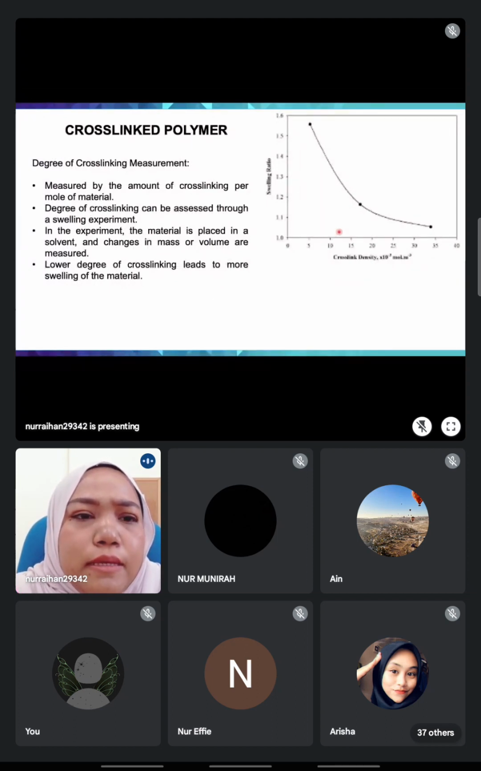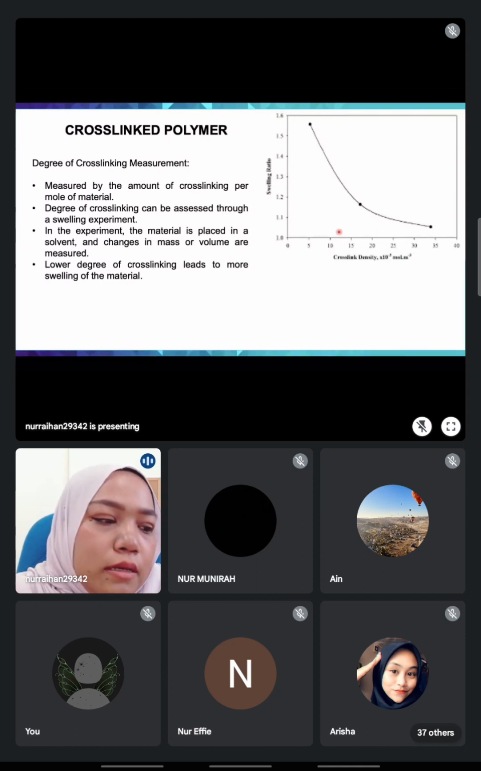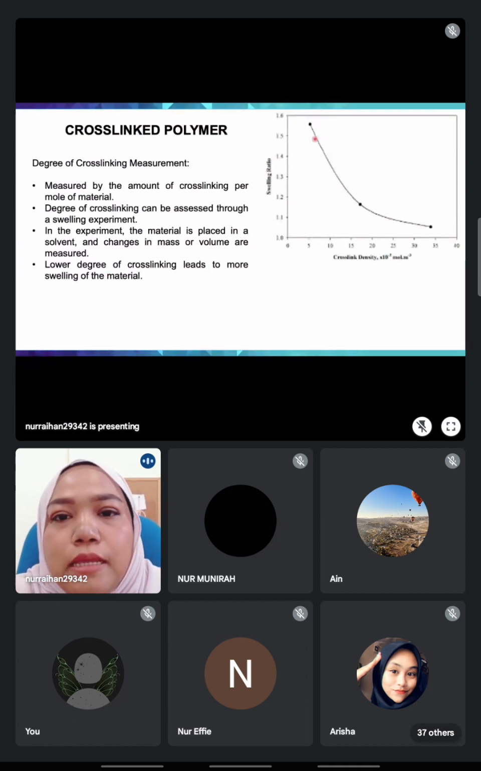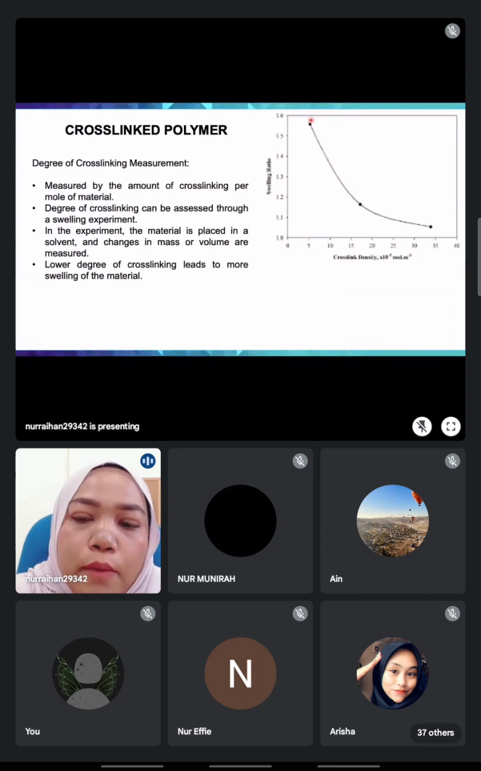And crosslinking can be explained by the degree of the crosslinking. Normally, you can study the degree of crosslinking by the swelling test. So the relation between the swelling ratio and crosslinking density will be vice versa. Let's say when the polymer has a low degree of crosslinking, there will be more swelling. So if you look here, low degree of cross-linking, they will absorb more water. But when they have a high degree of cross-linking, they will absorb less water.